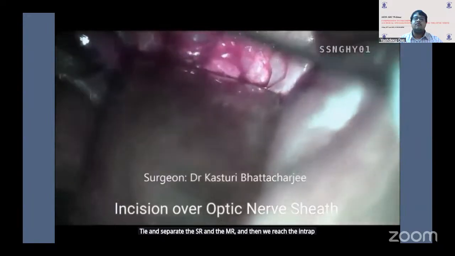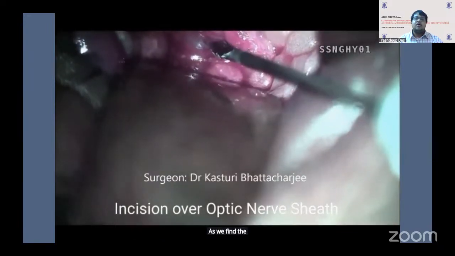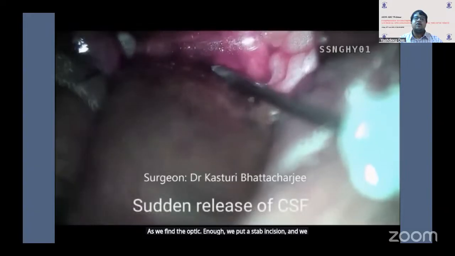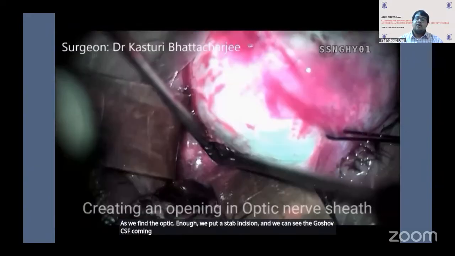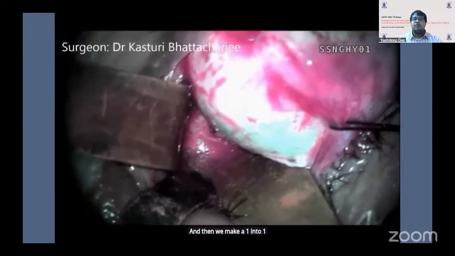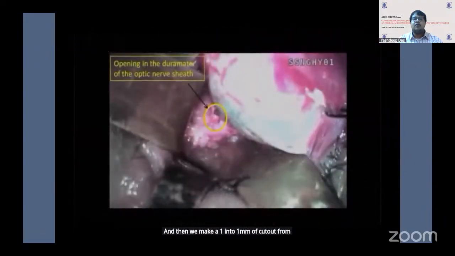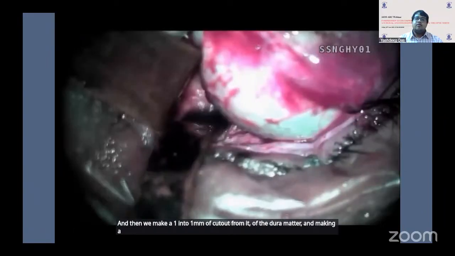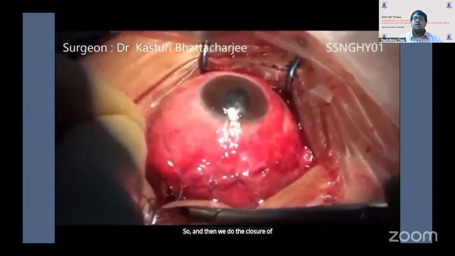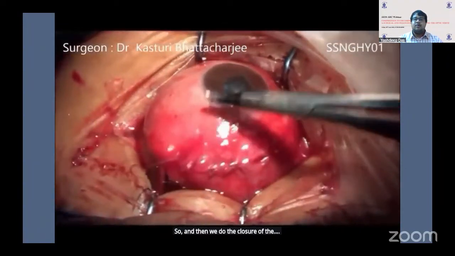As we find the optic nerve, we put a stab incision and we can see the gush of CSF coming out of it. Then we make a 1 by 1 mm cutout of the dura mater, making a fenestration. And then we do the closure of the surgery.